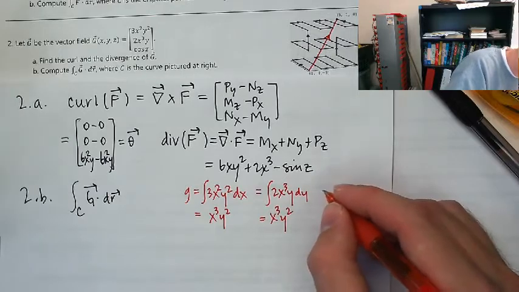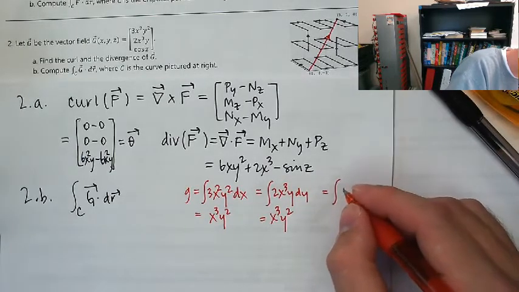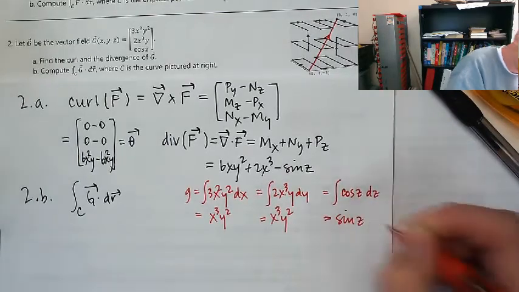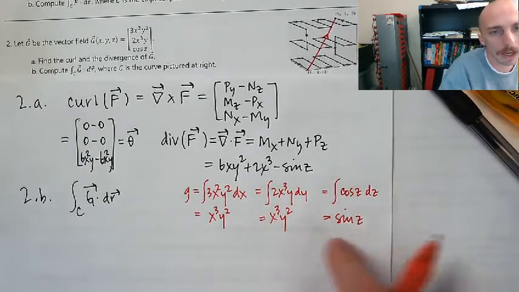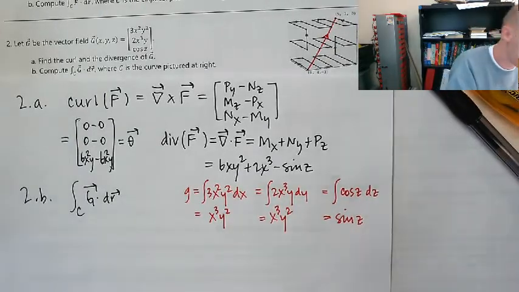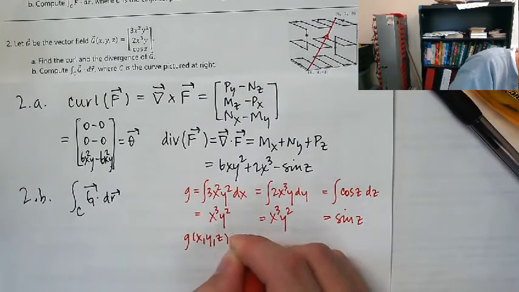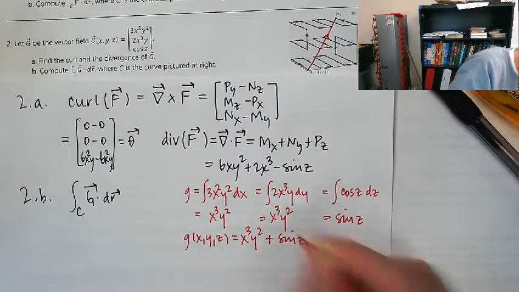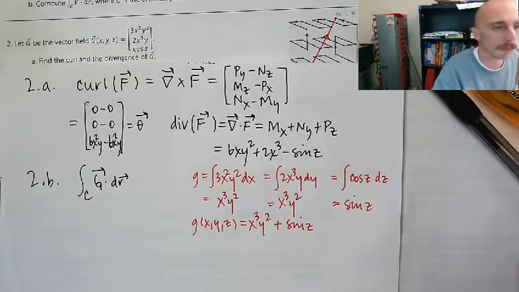Okay, and then it's also going to be an antiderivative for cosine z with respect to z, so that would be sine z, plus some function that could depend on x and y. Well, there it is right there. That's the function that depends on x and y. These are overlapping, so my potential function is g of x, y, z equals x^3 y^2 plus sine of z. And you can take the gradient of that and check that it is a potential function. There is plus a constant out here. I'm just going to take that constant to be 0, though.